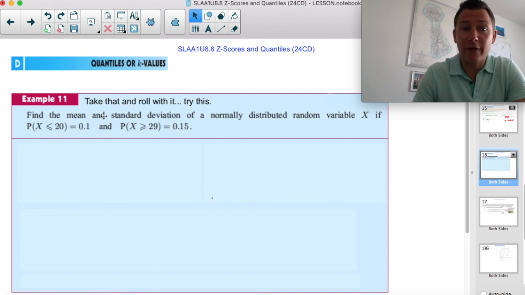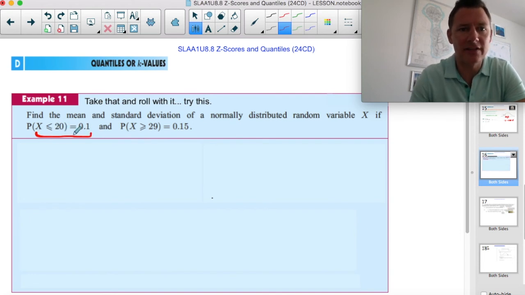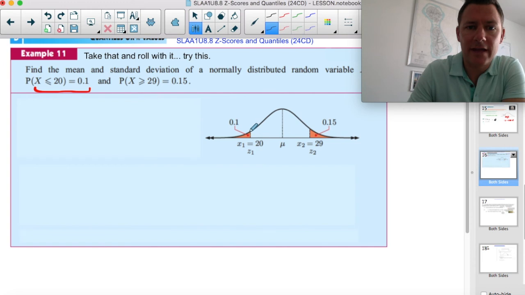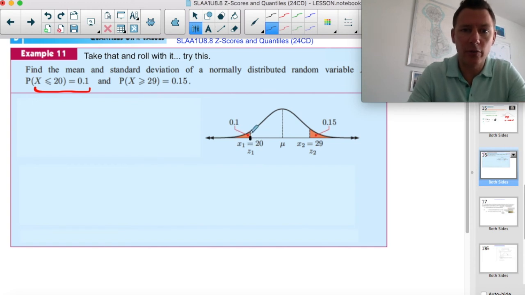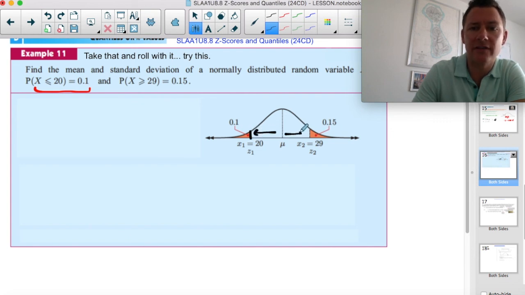Okay, so we want to find the mean and the standard deviation, but now they give us 2 components, right? This is the same thing as saying 10% of the mice have shorter legs than 20 centimeters, and 15% of the population have legs bigger than 29 centimeters. It's this that's happening twice. 10% of the mice are below 20, and 15% of the mice are above 29. We don't know 2 things, but what we can do is try to find how many standard deviations this is below the mean and how many standard deviations this is above the mean.